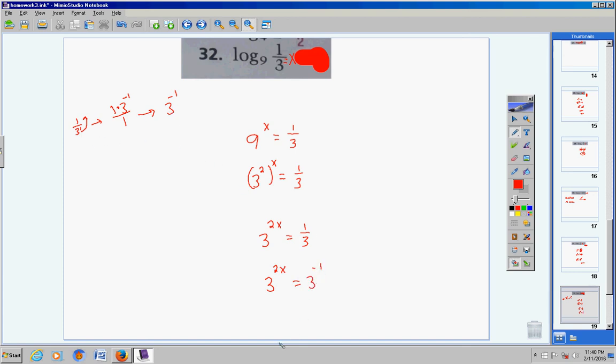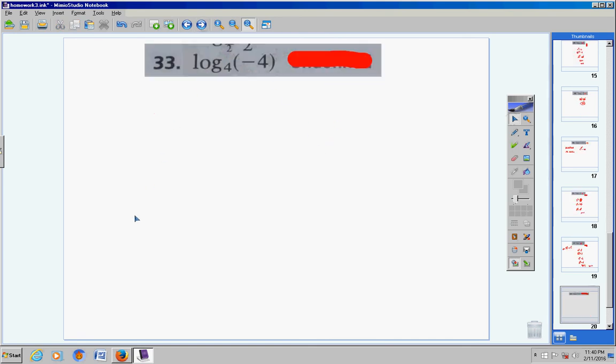And there we go. Now, do you see how your bases match? Cross off your like bases, so your exponents are equal. 2x equals negative 1. Divide both sides by 2. And x equals a negative 1/2. X equals a negative 1/2. Alright, moving on to number 33.